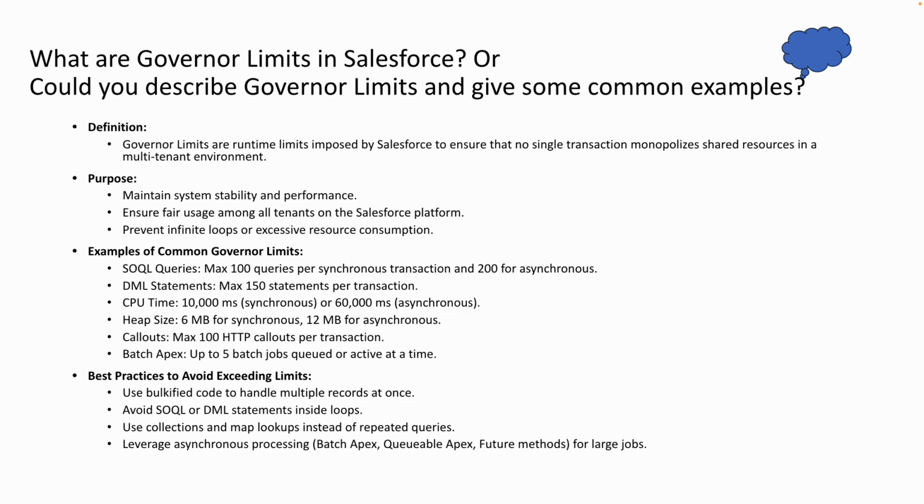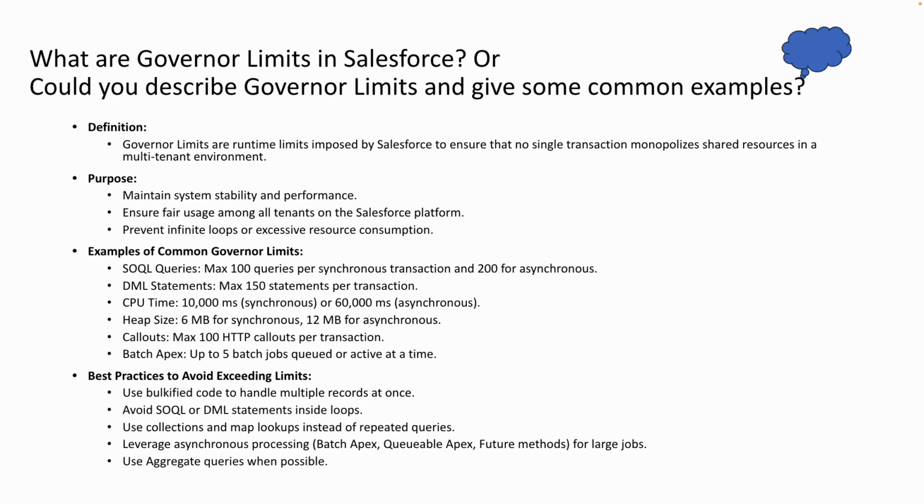And also, you can leverage asynchronous processing, which we have as batch, queueable and future methods. There is also schedulable Apex if you want to mention that. And also you can use aggregate queries when possible, where you can just take the count, you can take the sum, like that. So that way you can avoid governor limits, and it's a best practice for not hitting the governor limits.